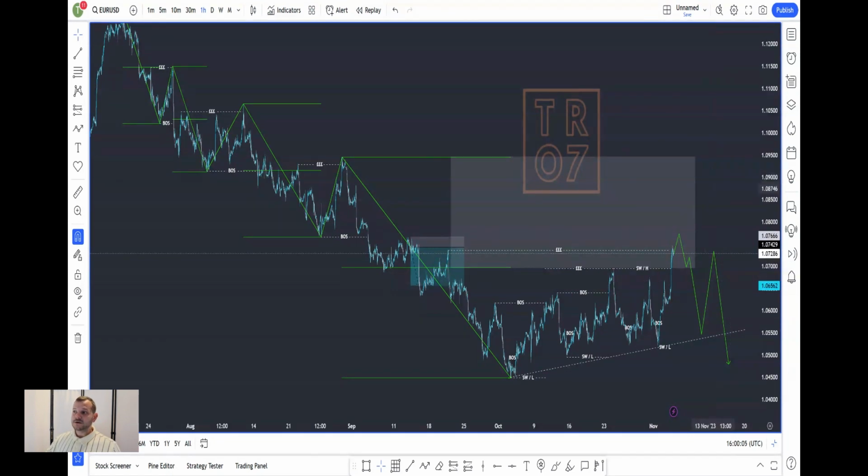Keep your eye on EU. Don't go rushing into it, and watch out for liquidity moves and imbalance. So bear that in mind, and I will catch you on the next one.